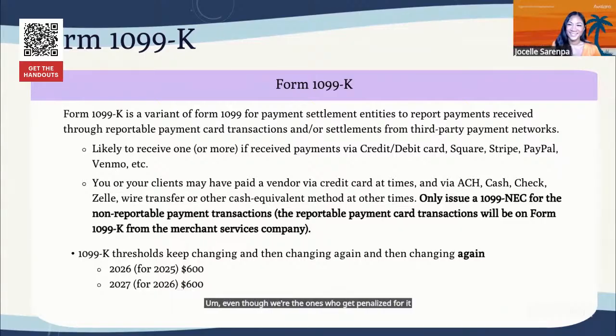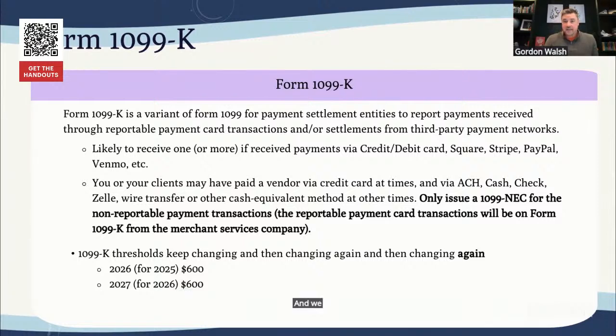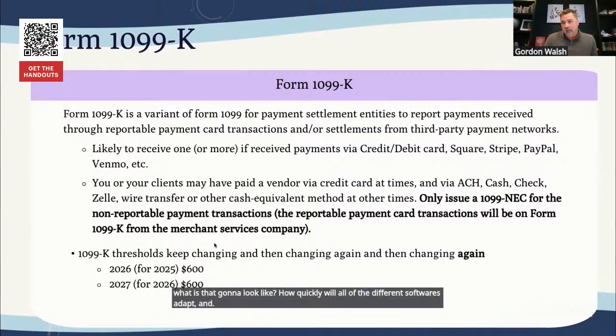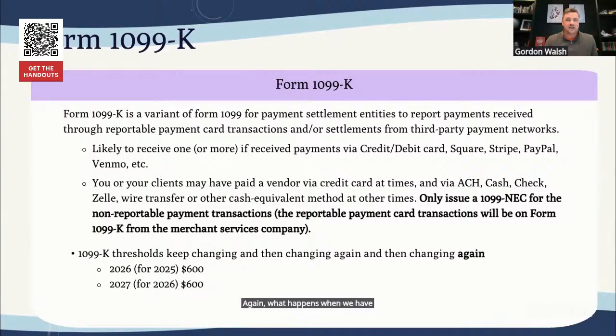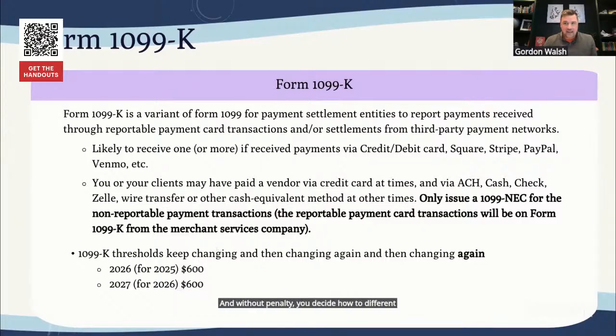Yes. But at the end of the day, if systems keep pushing out data in one box and we have to submit it in two boxes, what is that going to look like? How quickly will all of the different software adapt? And again, what happens when we have a bunch of data that is one box, and how are we supposed to legally and without penalty decide how to differentiate that data?